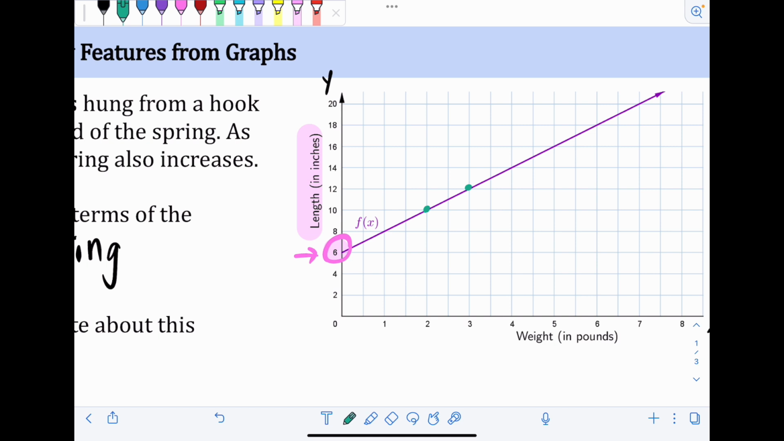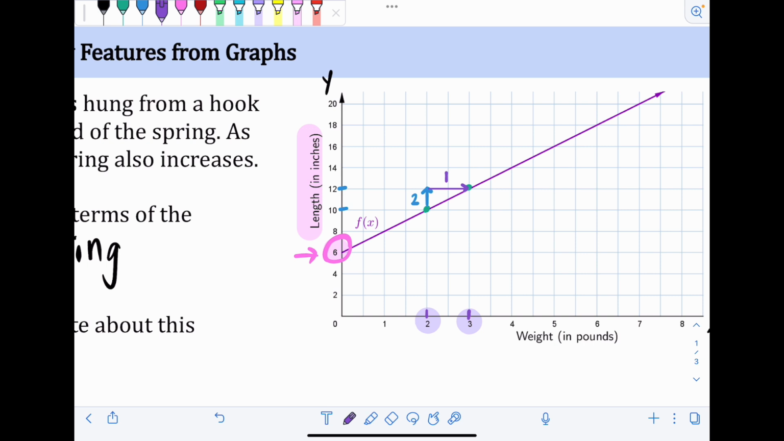For my rise, between my 2 points, I'm going up 1 unit. But if you look at the side over here, I'm going from 10 to 12, so I'm actually going up 2, because each square on the y-axis is actually 2 units. And then for my run, it looks like 2 units, but we have to look at the scaling, and I'm only going over from 2 to 3 on the x-axis. So my run would just be 1.